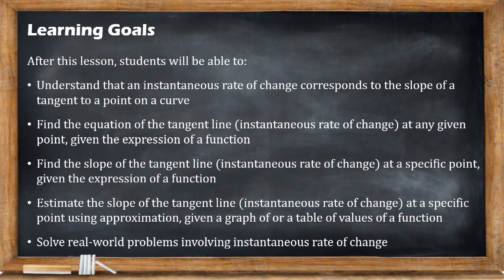After today's lesson, you should be able to understand that an instantaneous rate of change corresponds to the slope of a tangent to a point on the curve. Find the equation of the tangent line, aka the instantaneous rate of change at any given point given the expression of a function. Find the slope of the tangent line or instantaneous rate of change at a specific point given the expression of a function.